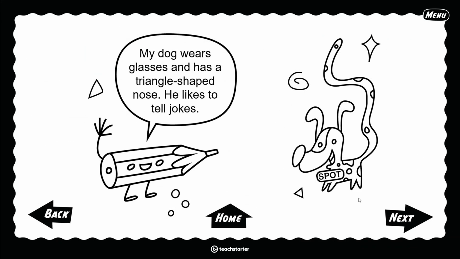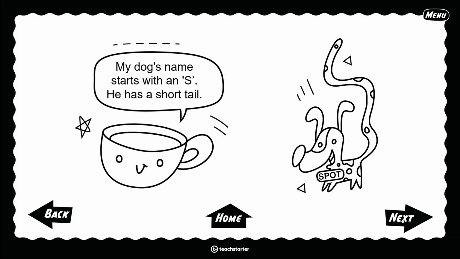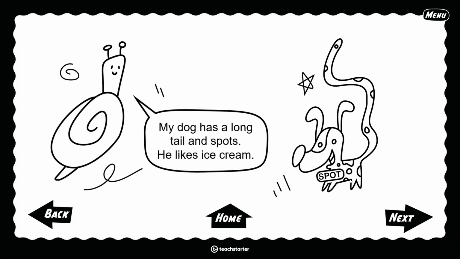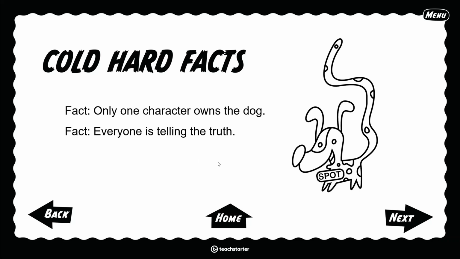My dog wears glasses and has a triangle-shaped nose. He likes to tell jokes. So students will use their comprehension skills to figure out that, oh, that's not quite a triangular nose, so this mustn't be the pencil's dog. They step through each statement to determine which character statement matches Spot, as well as the cold hard facts, the fact that everyone is telling the truth and that only one character owns this dog.